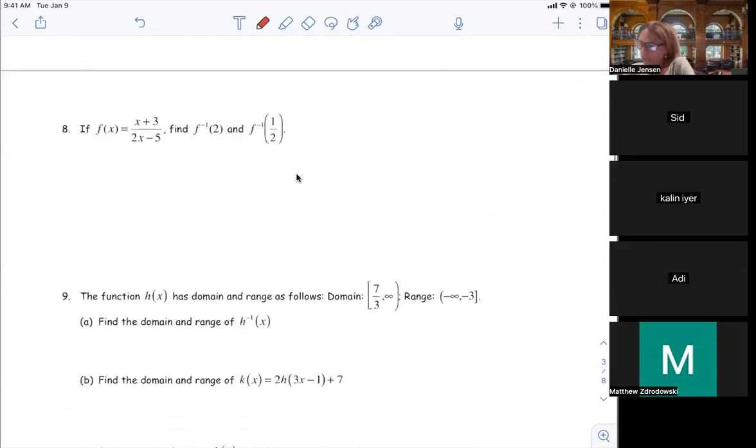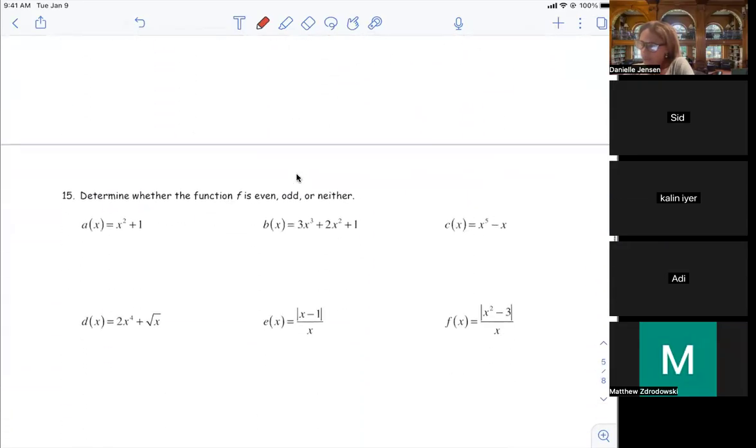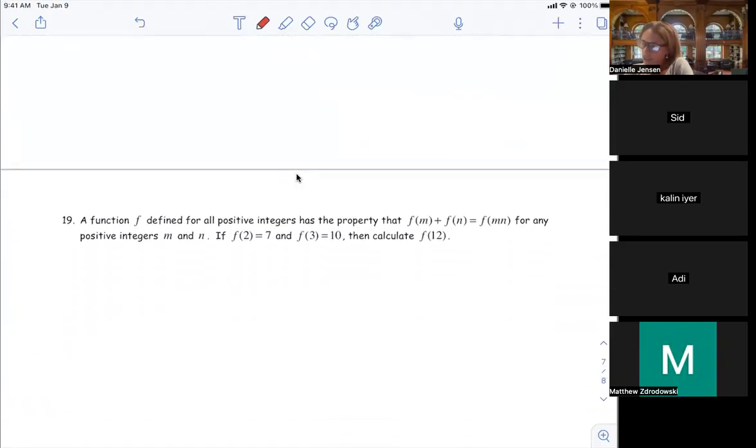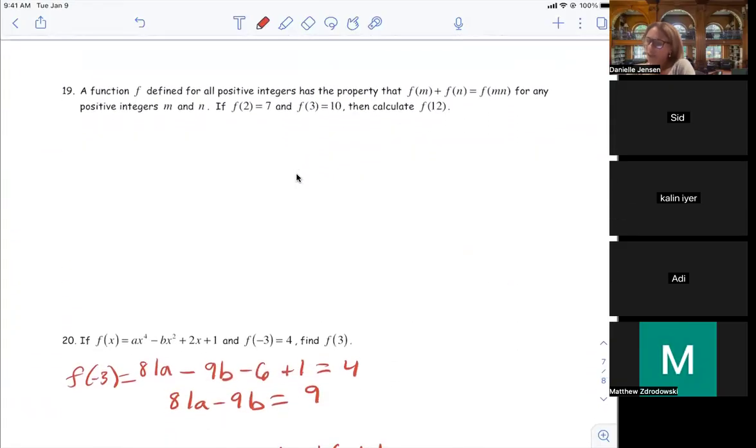Yes, am I on? I think I'm on 1.12. Number 19. Oh yeah. Okay. Yeah, this is another weird one. So find f, which has the property f of m times n equals f of m plus f of n. If f of 2 is 7 and f of 3 is 10, then calculate f of 12. Any ideas? Do you do the f of 2 twice and then the f of 3?